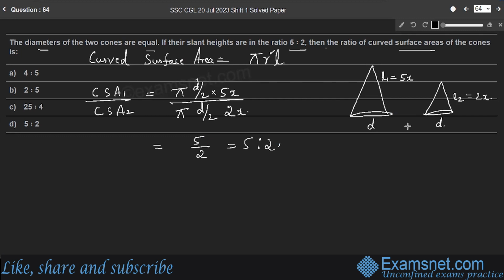Therefore, if the radii or diameters of two cones are equal and the slant heights are different, in that case, the ratio of their slant heights is nothing but the ratio of their curved surface areas, right? Both are the same. Therefore, the ratio of their curved surface areas is 5:2, option D.